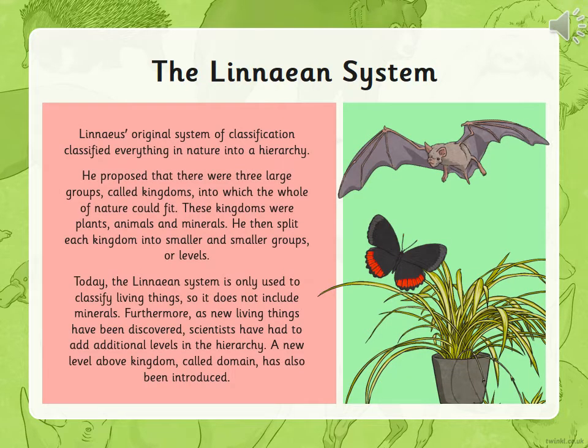Linnaeus's original system of classification classified everything in nature into a hierarchy. He proposed that there were 3 large groups, called kingdoms, into which the whole of nature could fit. These kingdoms were plant, animal, and mineral. He then split each kingdom into smaller and smaller groups, or levels.